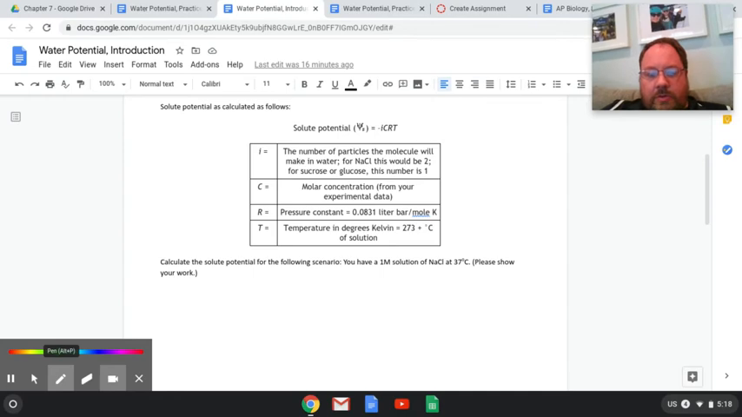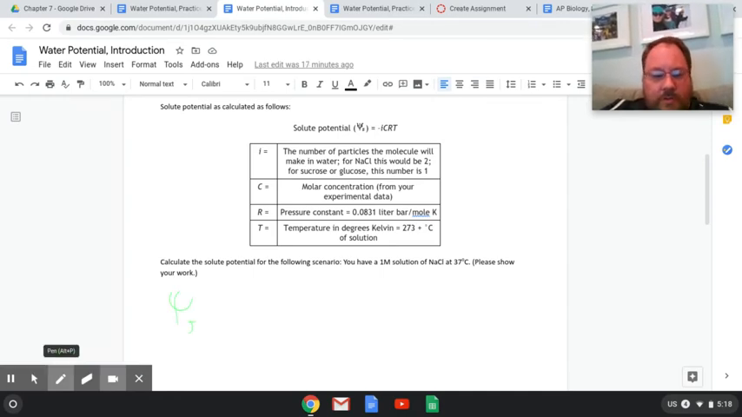Solute potential. Let me make this bar a little thicker, if I can figure that out.